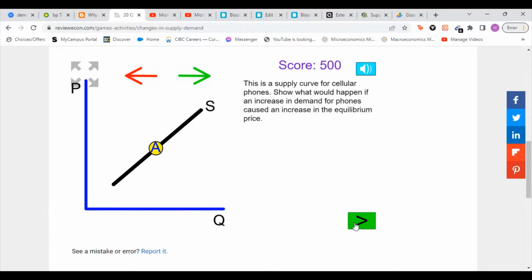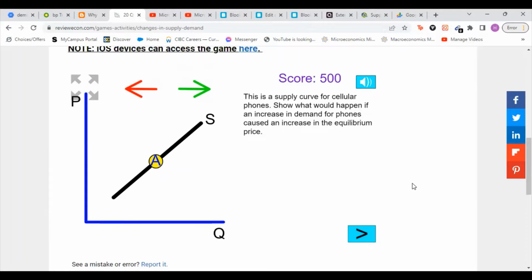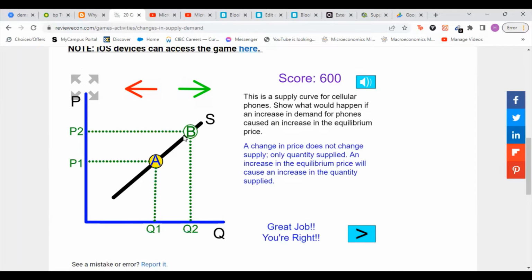This is a supply curve for cellular phones. Show what would happen if an increase in demand for phones caused an increase in the equilibrium price. What would happen? So it'd just be a movement. Good try. Since it's a price change, it's a movement along the curve.